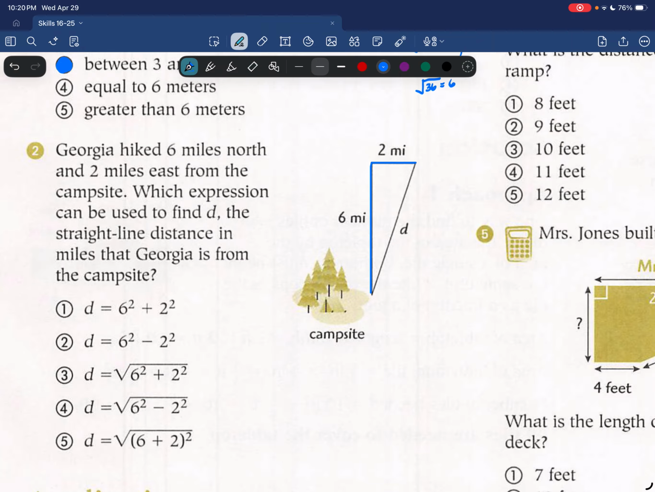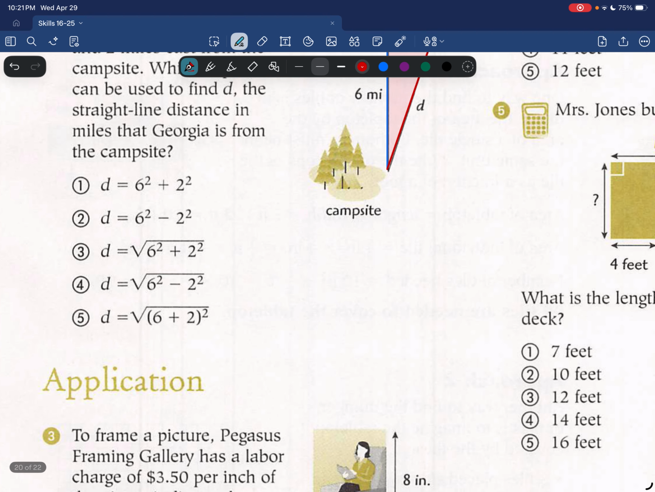Those are the legs of a right triangle. Which expression can be used to find D, the straight line distance, in miles that Georgia is from the campsite? So we're looking for the hypotenuse. All right? So let's set up our formula. You can absolutely use reasoning if that's your thing. A squared plus B squared equals C squared.